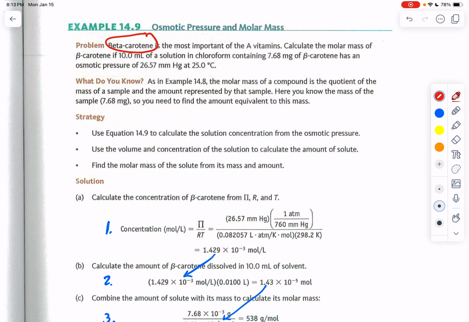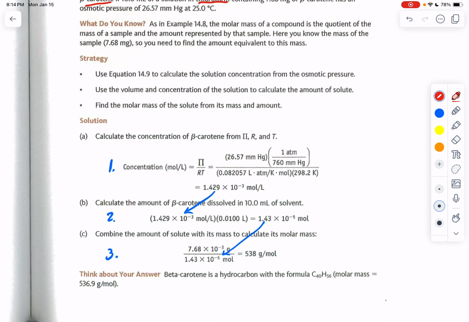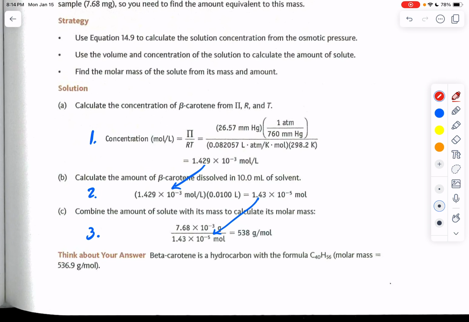In any case, we're going to calculate again what is the molar mass. And so identify what the solute is and identify what the solvent is. Solute is your beta carotene. Your solvent in this case is the chloroform. And so the first thing we want to do, another 3M problem. In this case, we're going from my molarity, which is my concentration, to my moles, to my molar mass.